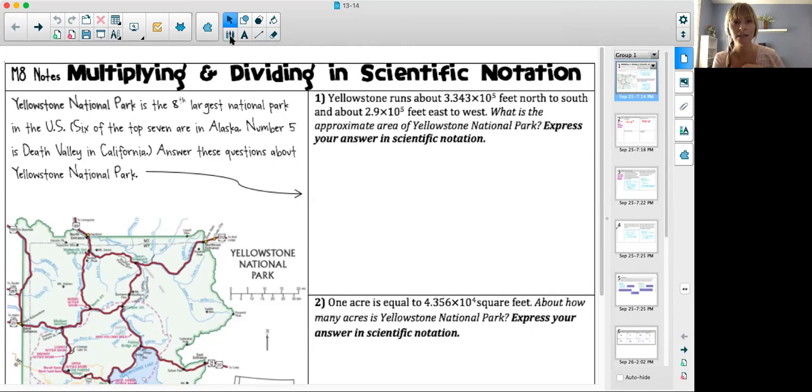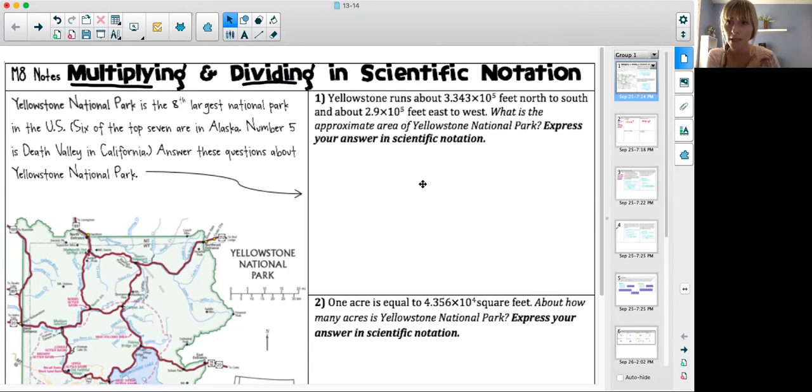And if you look at context clues here, these notes are called multiplying and dividing in scientific notation, so chances are I'm going to have to multiply and divide, and I absolutely am. So what is the approximate area of Yellowstone National Park? Express your answer in scientific notation. I'm going to show you my setup here, and you're going to see the answer, and I want you to just take a second, let your brain process it while you write it all down.